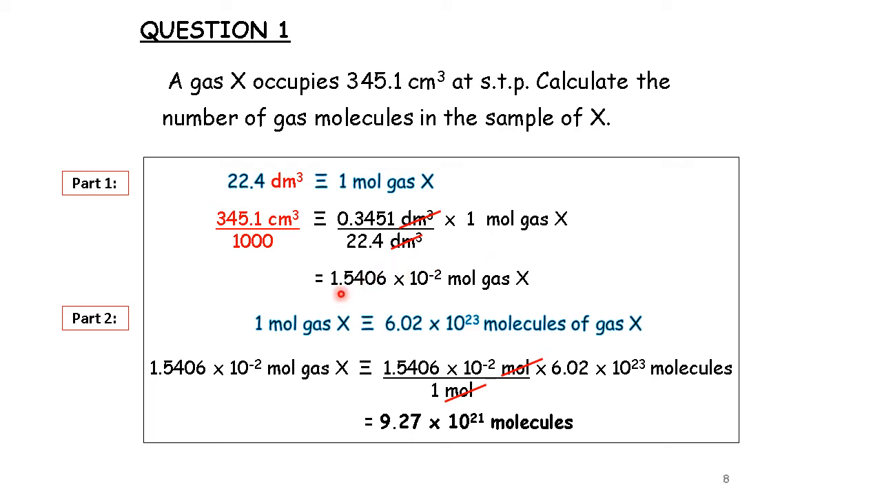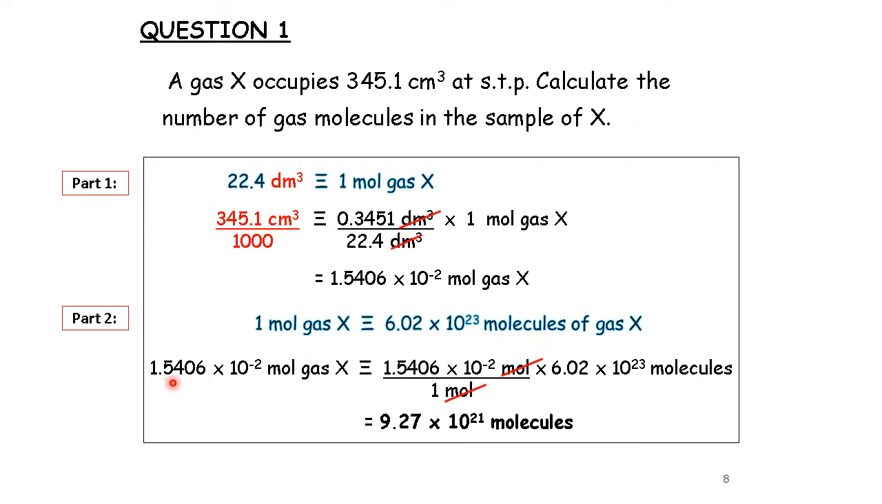So the answer is 1.5404 times 10 to the power of negative 2 mole gas X. Since this is not the final answer yet, make sure your answer is in 4 decimal places. After we satisfy the number of mole, now we proceed to the number of molecules. Every substance, 1 mole of gas or 1 mole of solid or 1 mole of anything, is equal to 6.02 times 10 to the power of 23 molecules.